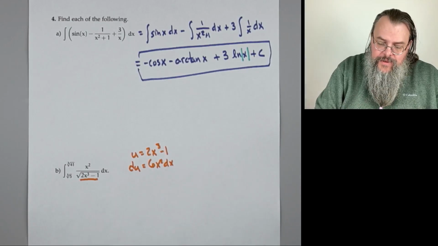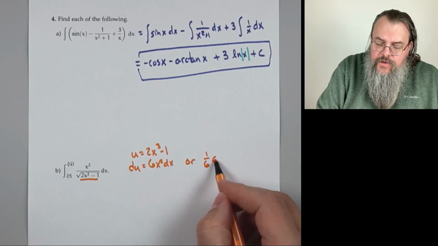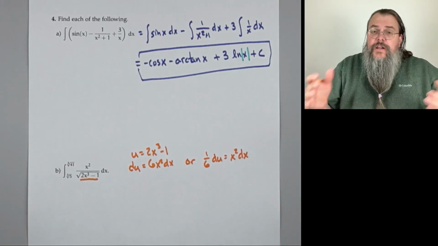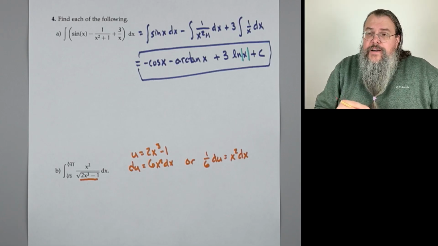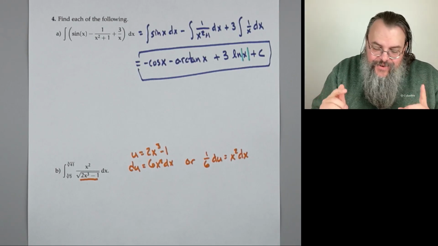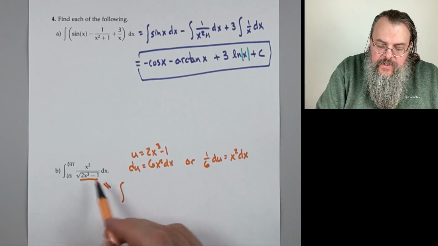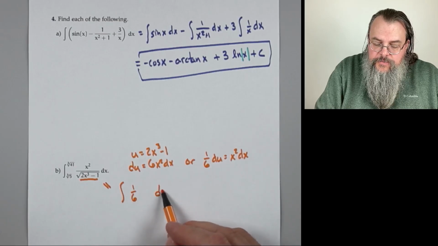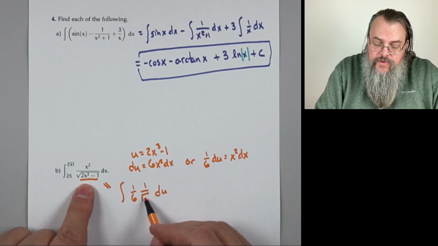We don't have a 6, but that's okay. We can rewrite this as 1/6 du is equal to x squared dx. One of the nice things about being linear is it's simple to move constants around. So if you're off by a constant, good enough. You have what you need. So let's see what we have. We currently have the integral where x squared dx becomes 1/6 du, and the square root of 2x cubed minus 1 becomes the square root of u, in the denominator.